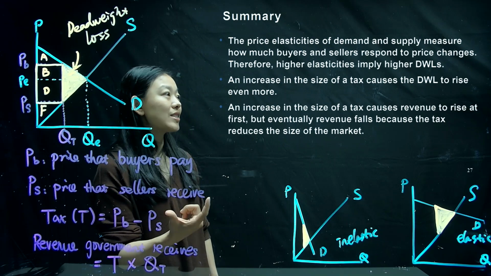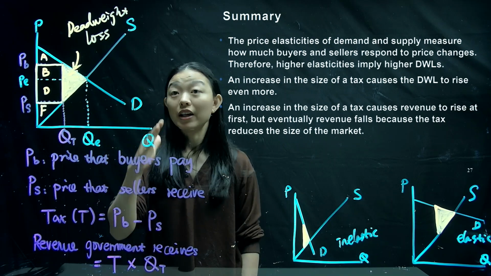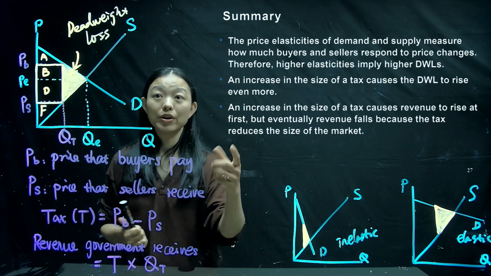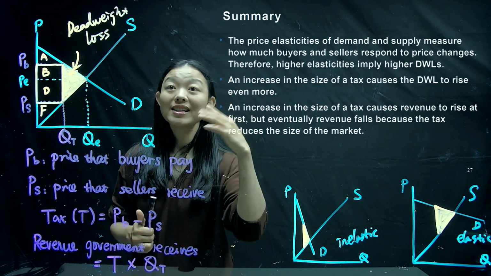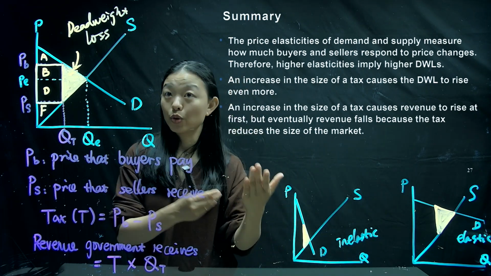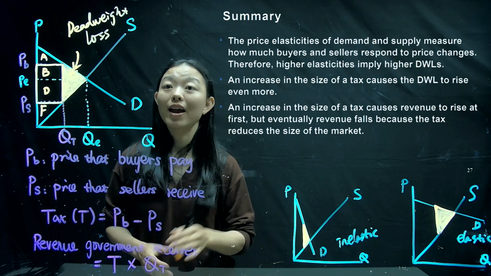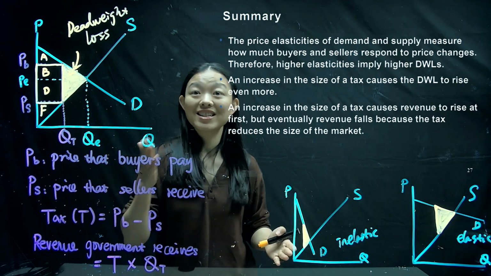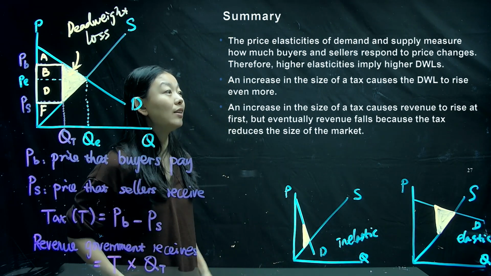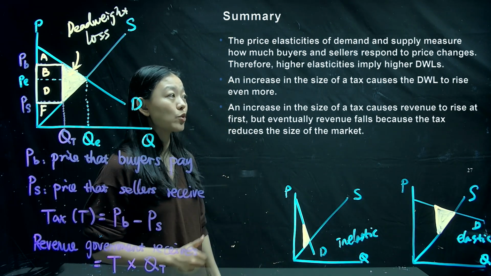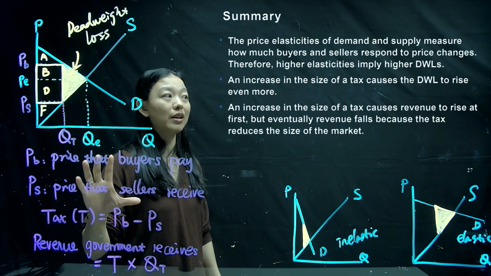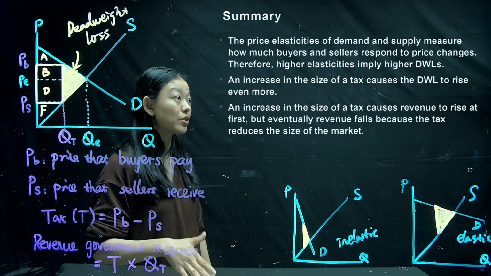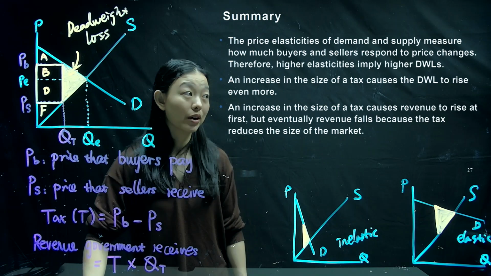And increasing the size of the tax will cause the revenue to increase at the beginning. You can see from our analysis that at the beginning, the tax rate is T, right? And when we double the tax rate, it will definitely increase the tax revenue. However, if we triple the tax rate, it will eventually decrease the tax revenue. So an increase in the size of the tax will cause the revenue to increase at the beginning, but eventually the tax revenue will decrease because the tax will reduce the size of the market.